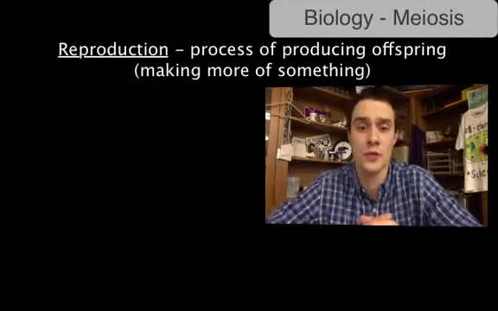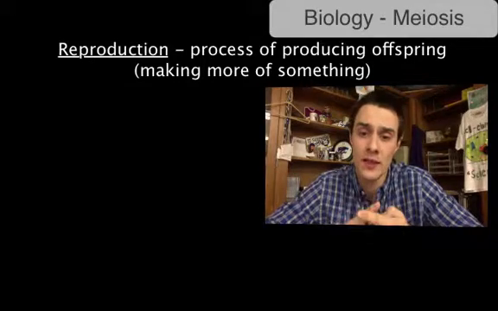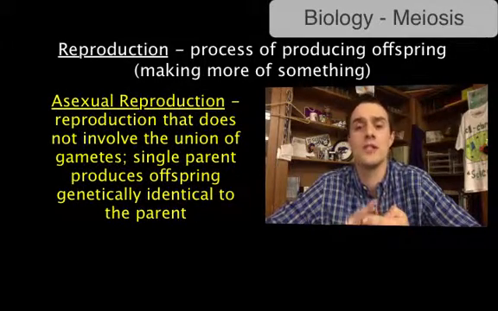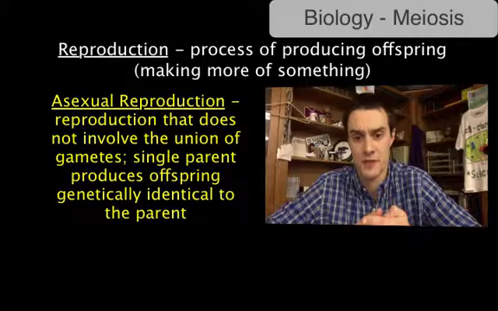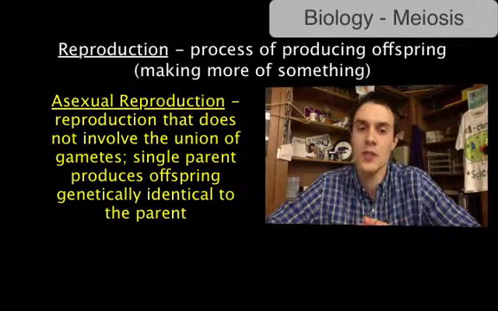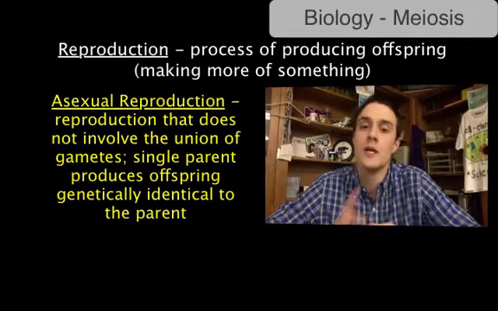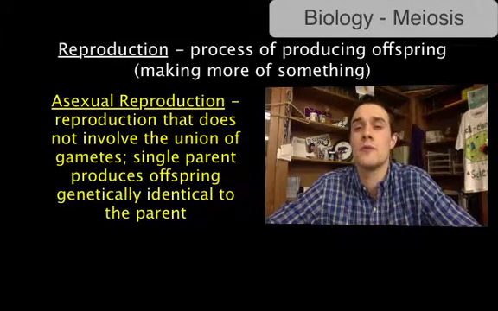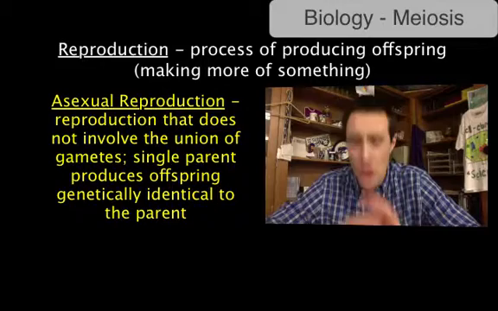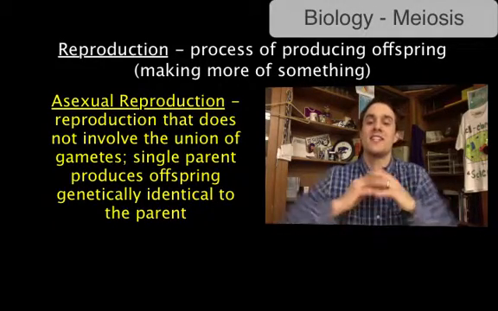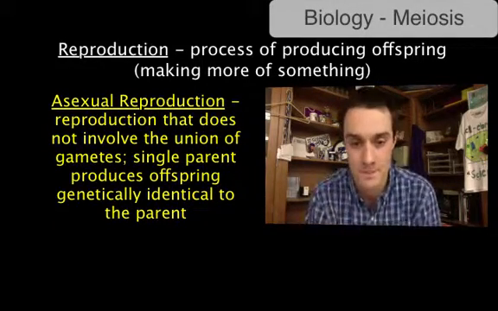Kicking it off with asexual, it's when we have a single parent that passes on copies of all of its genes to each of its offspring. There's no fusion of haploid cells, such as gametes. An individual produced by asexual reproduction is actually a clone, an organism that's genetically identical to its parent.